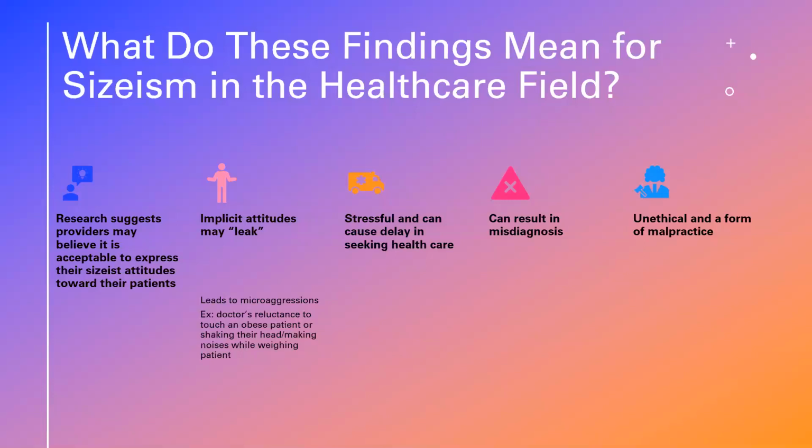Implicit attitudes may leak. And when I say leak, they result in microaggressions. This might be conveyed as a doctor's reluctance to touch a patient who is obese, shaking their head, or making noises while weighing their patients. And if you think about it, that's pretty stressful. We're going to talk about the impact of these microaggressions on people of size.